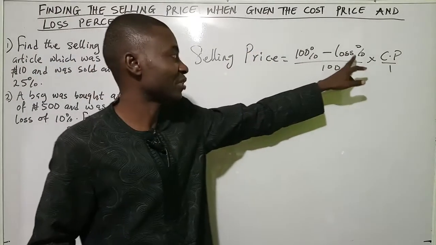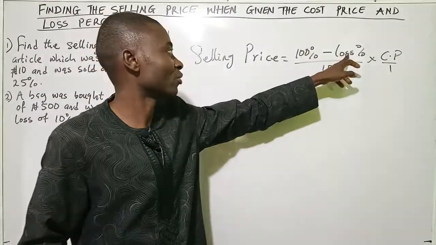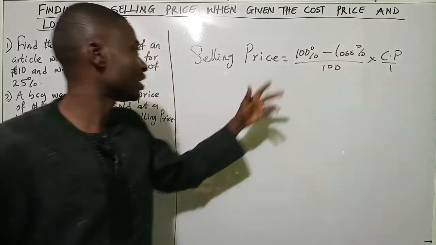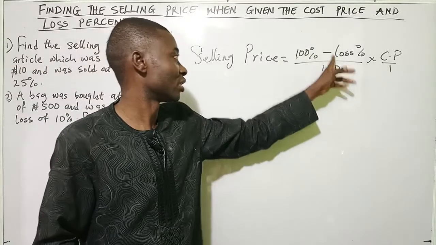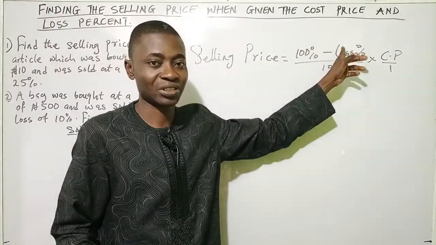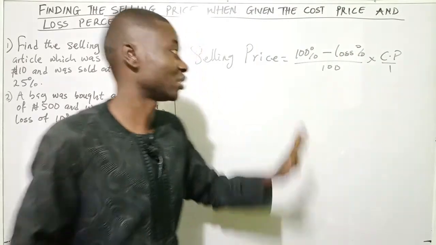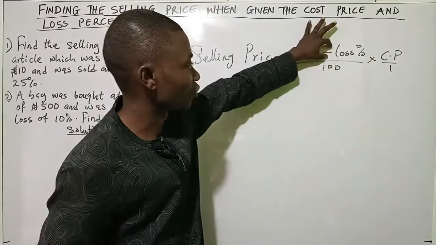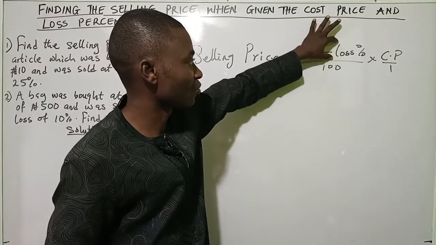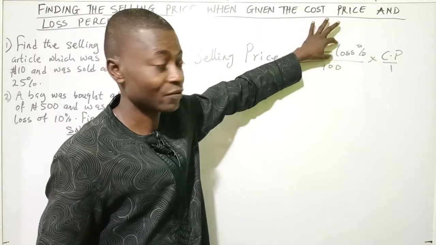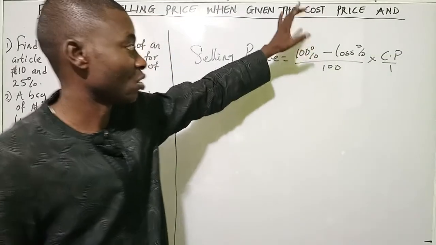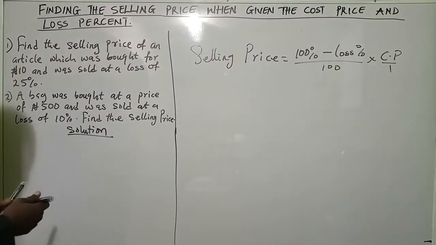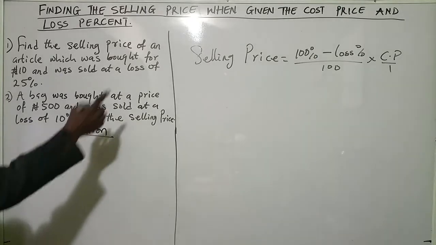If the gain percent is given, instead of minus loss here, we're going to have plus gain percent, or plus profit percent. And if in the question loss is given to us, it's going to be minus loss percent. That is just the difference between them. It's actually the same formula, the same arrangement. The only thing that is different is what happens here: if we're having loss, it's going to be minus, and if it is gain or profit, then it's going to be plus the profit percent. So that is exactly what we're going to use now.